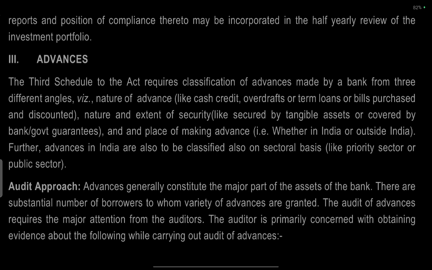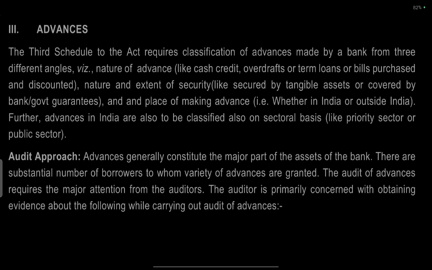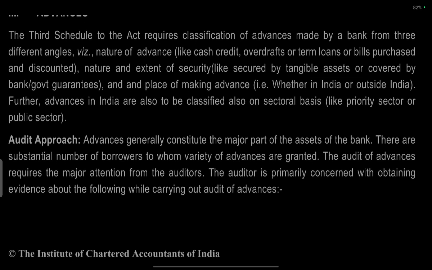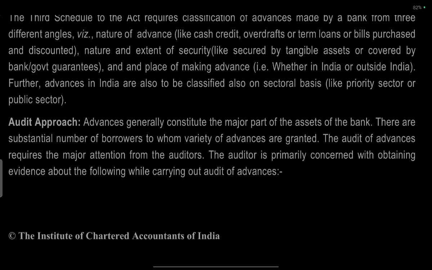Advances. The Third Schedule of the Act requires classification of advances made by the bank from different angles. That is, the nature of advances like cash credit, overdraft, term loans, bill purchases, etc. The nature and extent of securities, like securities by tangible assets, are covered by the banks and bank guarantees. And the place of making advances, that is whether in India or outside India. Further, advances in India should also be classified into sectoral areas like priority sector or public sector.